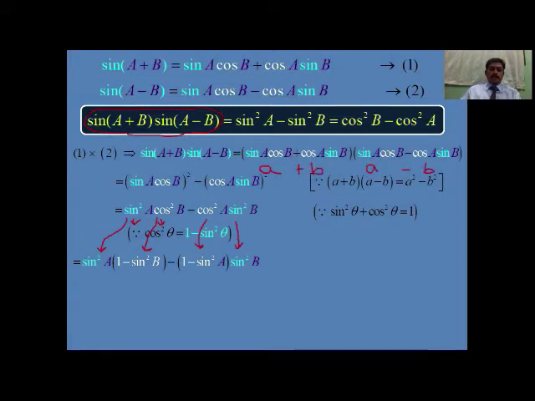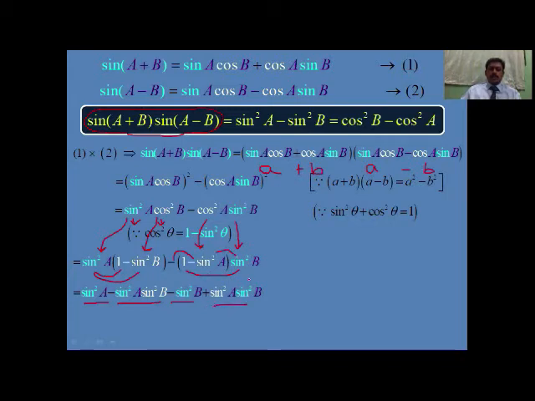In the next step, I'm going to multiply the terms. Here sin square a into 1, you will get sin square a, and sin square a into sin square b, you will get minus sin square a into sin square b, minus 1 into sin square b is minus sin square b, minus of minus plus, you will get sin square a into sin square b.